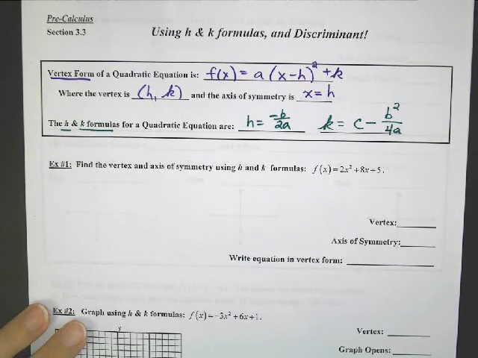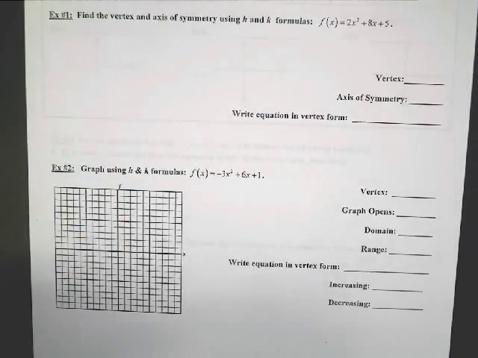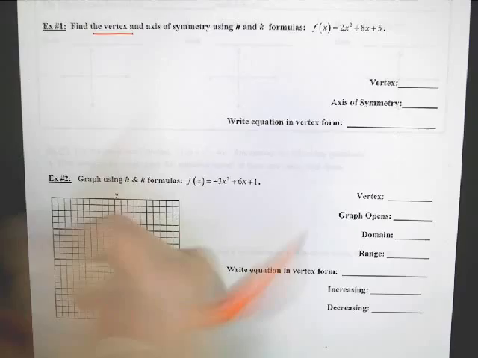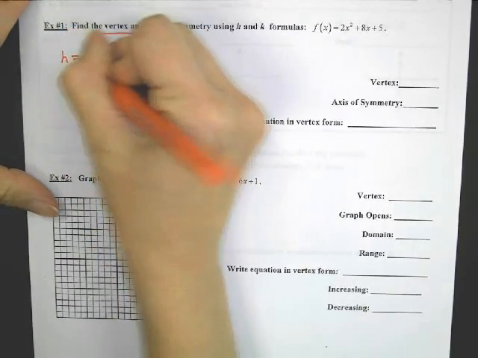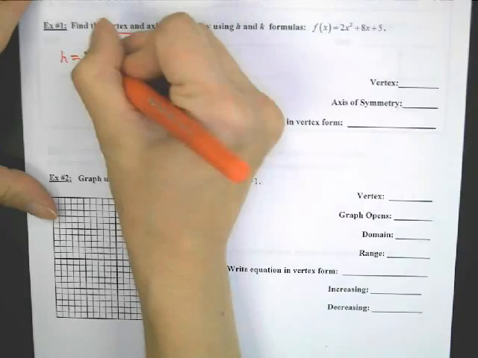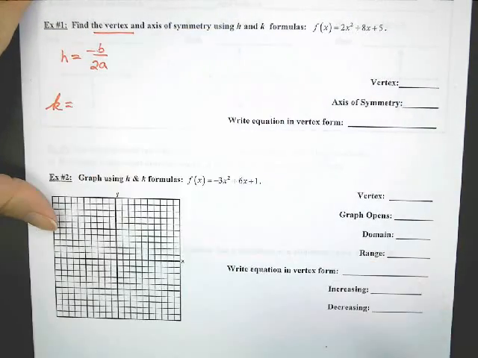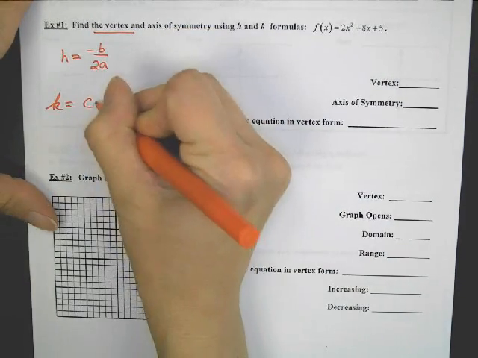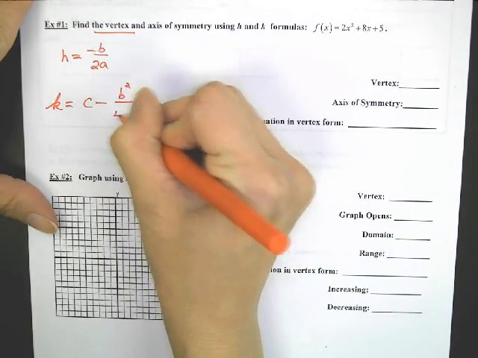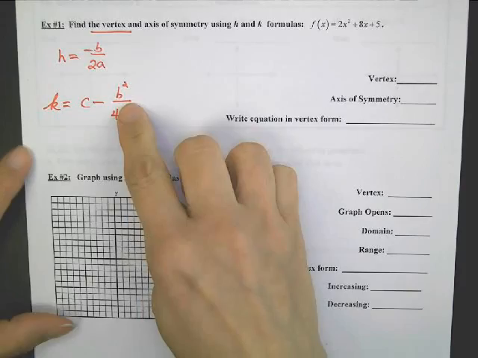Okay, you got them? All right, we're going to push the paper up, and I don't want you to look at the formulas. We're just going to look at this problem here, and we're going to try to use those h and k formulas to find the vertex. So h equals, without looking, tell me the h formula. Negative b over 2a. All right, how about the k formula? K equals c minus, this fraction's a little bit bigger, b squared over 4a. Okay, good job.